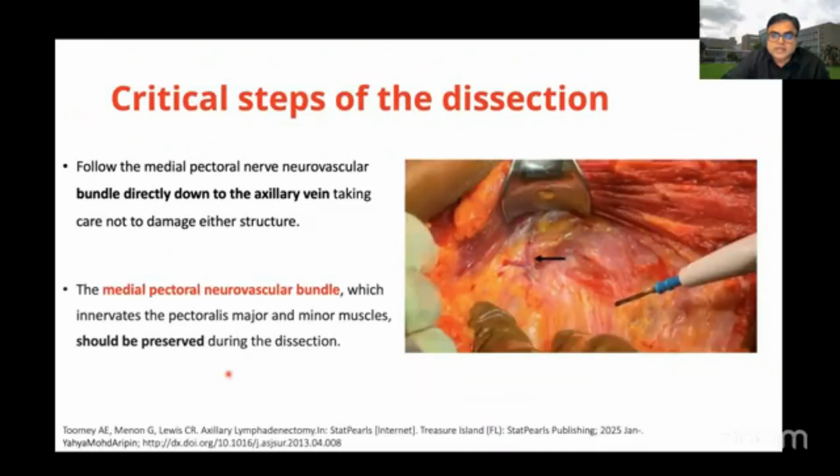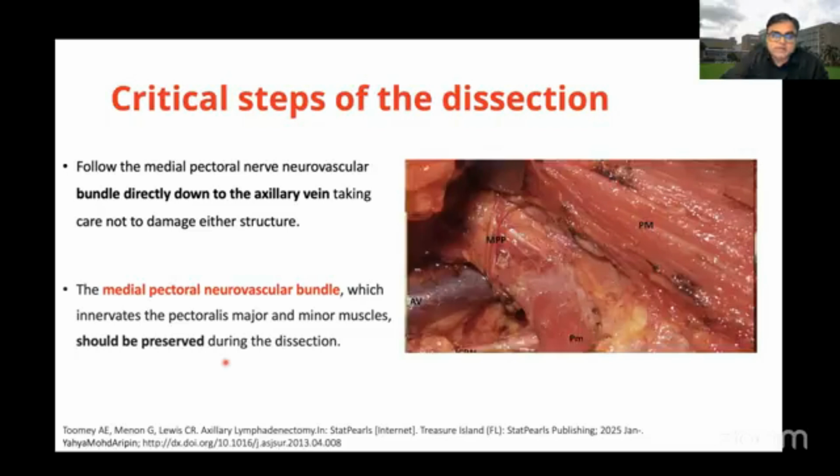So that's the point. Here you can see that's a medial pectoral bundle that's going inside. So it's the site where you can see the vein, axillary vein. So it's a landmark. So you have to be cautious while dissecting over this. The medial pectoral bundle, which innervates the pectoralis minor muscle, should be preserved during the dissection. It's a misnomer. The medial pectoral nerve is the lateral, and the lateral pectoral nerve is the medial.